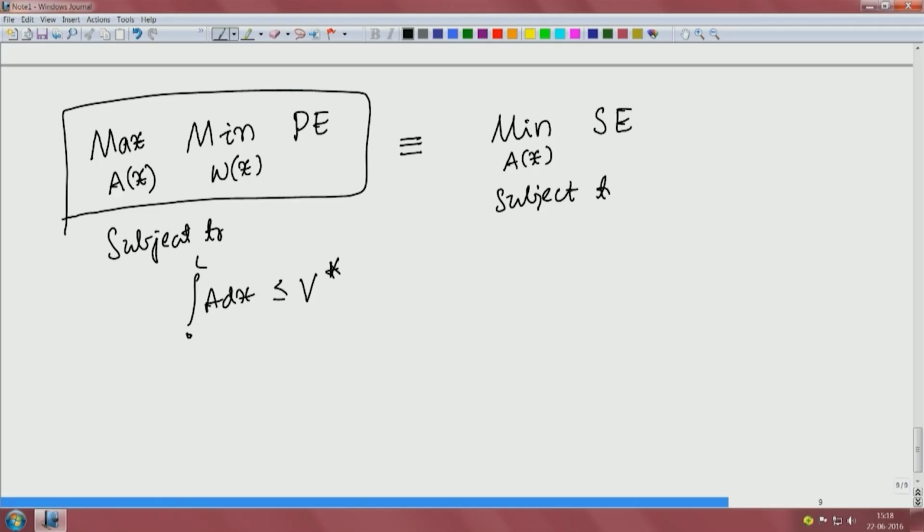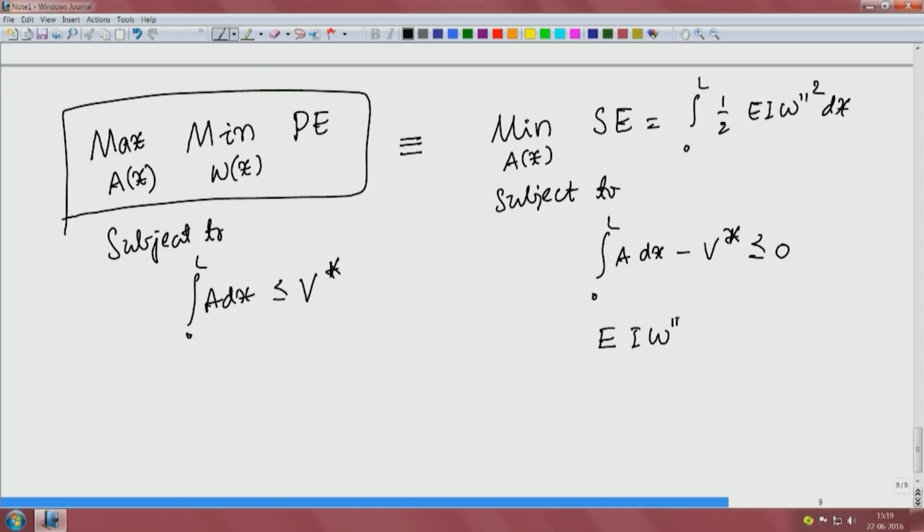Okay. This is subject to the same thing, 0 to L A dx minus V star as we normally write, less than or equal to 0. But here, if it is a beam problem, we have to write the strain energy for a beam, 0 to L half E I W double prime square dx. So, I have to put a governing equation E I W double prime, there is a loading Q, equal to 0.